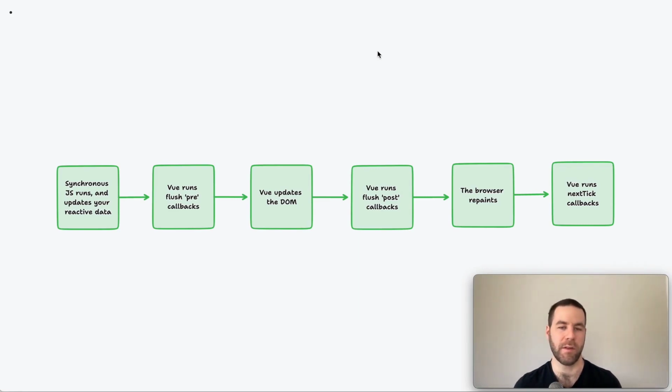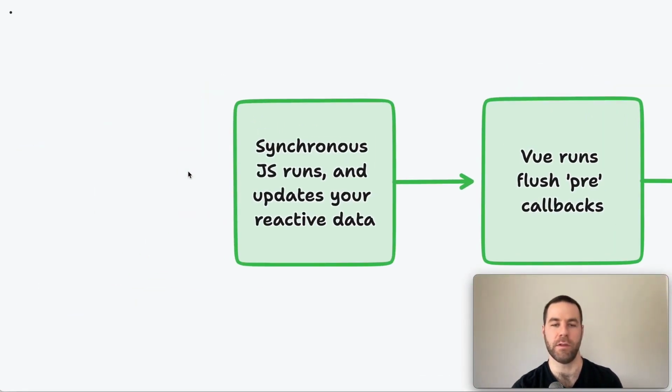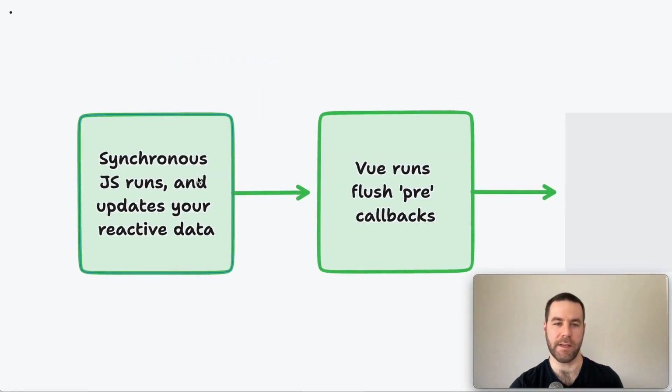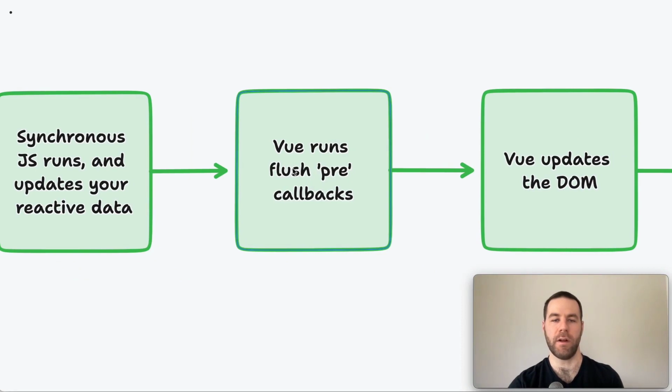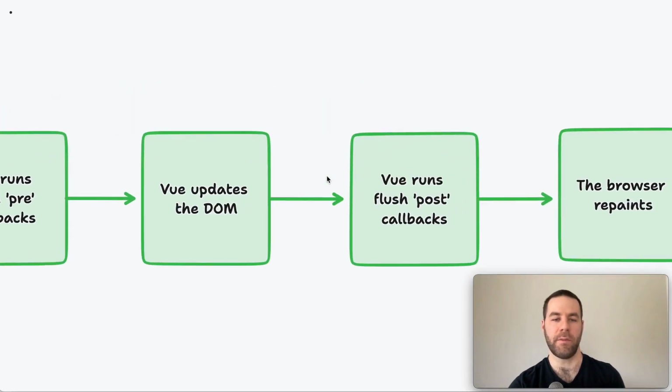And so to help us explore that a little bit, I drew this simple little diagram, which is kind of like a magnifying glass into a Vue tick. So first, synchronous JavaScript will run in your composable or in your component, and it's going to update some reactive data. After all of that synchronous JS runs, Vue is going to run the flush pre callbacks. Flush pre is the default option for watch and watchEffect. And so Vue is going to run all of those callbacks based on the reactive data that was changed by your synchronous JS. Then after that code runs, Vue will update the DOM.